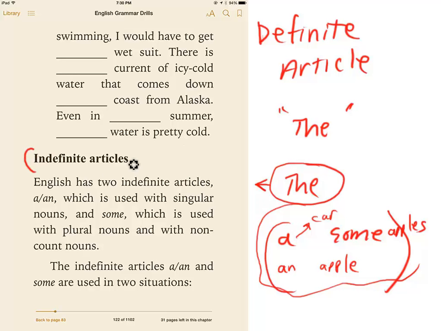We're going to talk about indefinite articles, when to use a, an, and some. All right, so good luck, and I will see you in the next video.